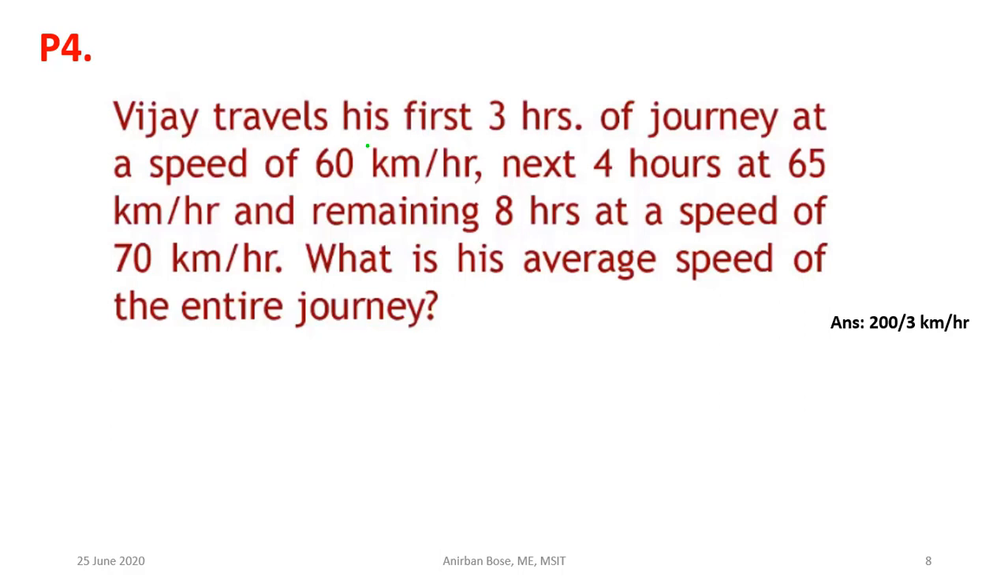So here Vijay travels the first 3 hours of a journey at a speed of 60 km per hour, next 4 hours at 65, remaining 8 hours at a speed of 70. So 3 different time intervals have been given. You see that in the first 3 hours speed was 60, next 4 hours speed was 65, and the next 8 hours speed was 70. So simply find out the distance by multiplying time into speed.